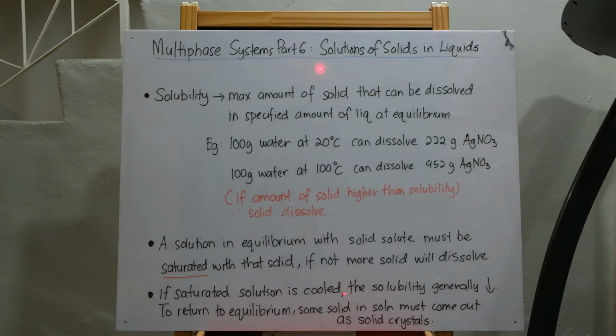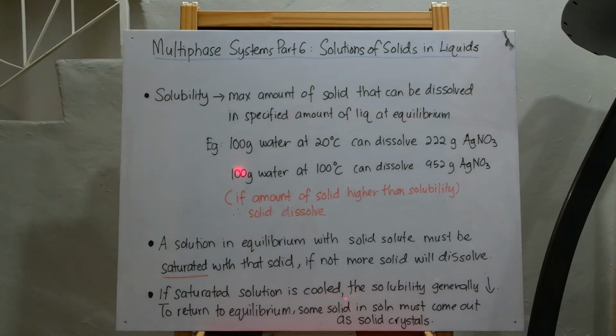Before we go further into the chapter, let's look at the meaning of solubility. Solubility is defined as the maximum amount of solid that can be dissolved in a specified amount of liquid at equilibrium.